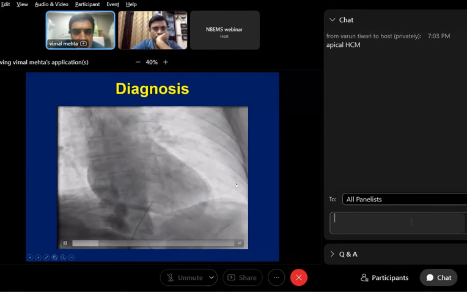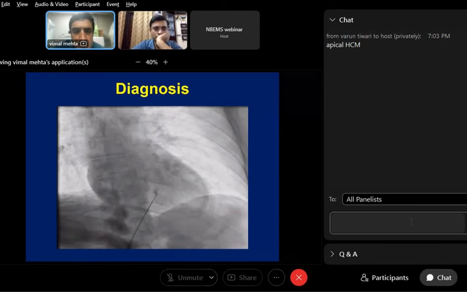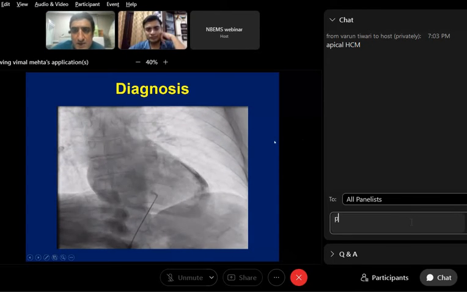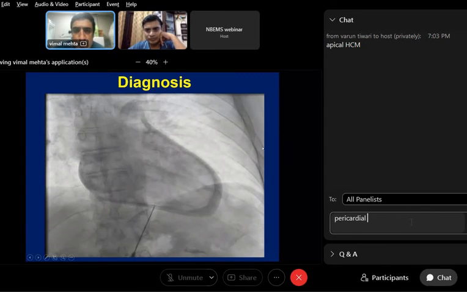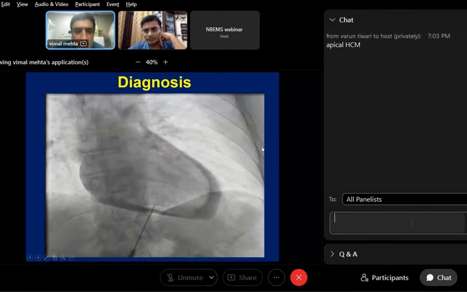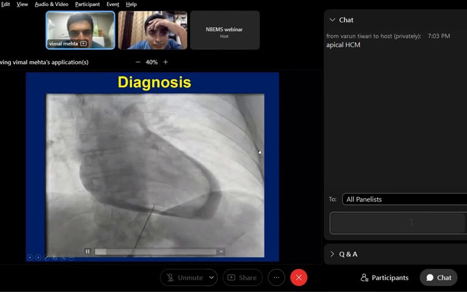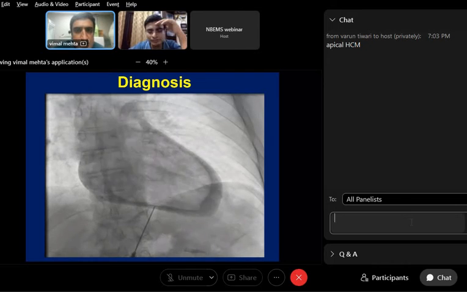So tell me, what is the problem over here? Actually, I've removed the other views. I should have taken them. So what is the problem over here? Pericardial effusion. Okay. So pericardial effusion is there. Actually, this is post PTCA. The patient was shifted out and brought back to the cath lab because this was rejected.